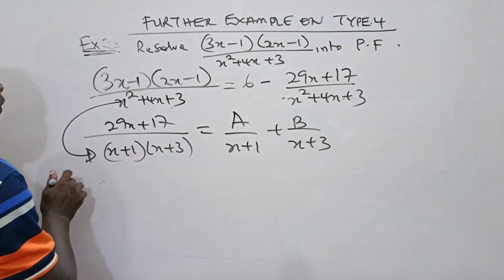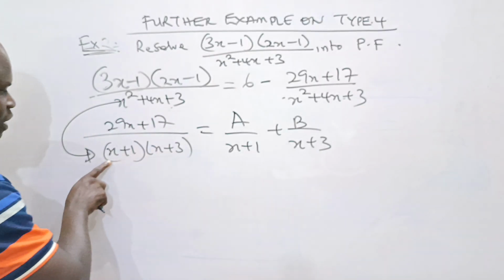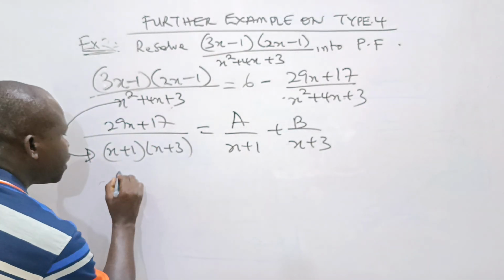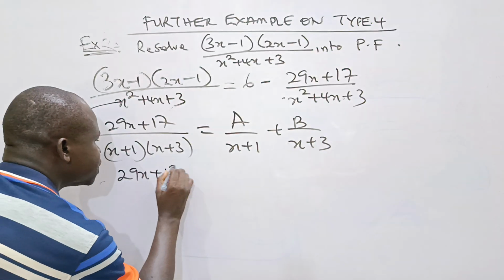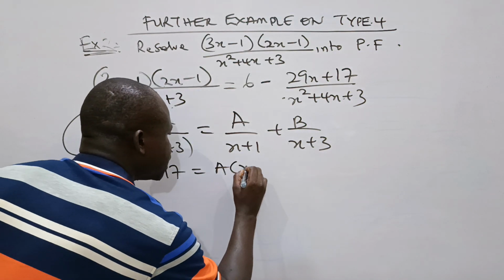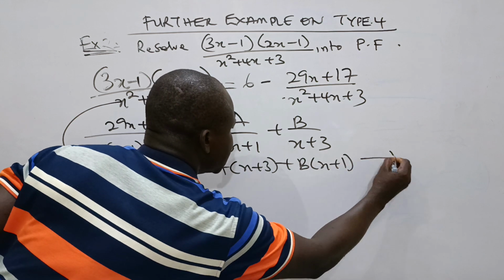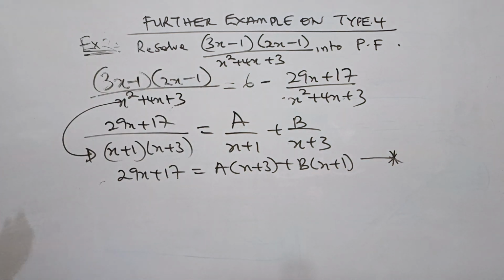That's what you're going to get. So if I multiply through by the factors of the denominator at the left hand side, I'm going to have 29x plus 17 equal to a into bracket x plus 3 plus b into bracket x plus 1. Then at this point, I can use the cover-up method to get the value of the unknown that I have.